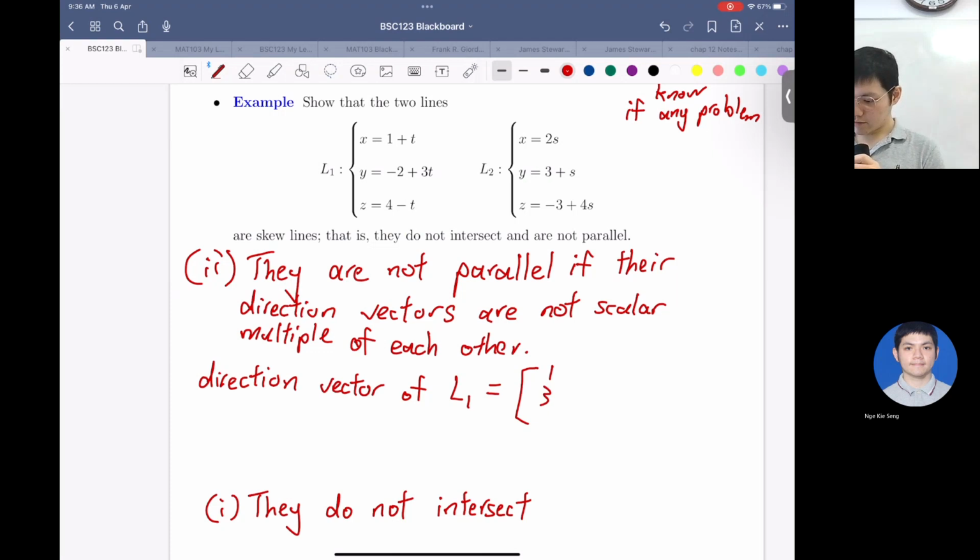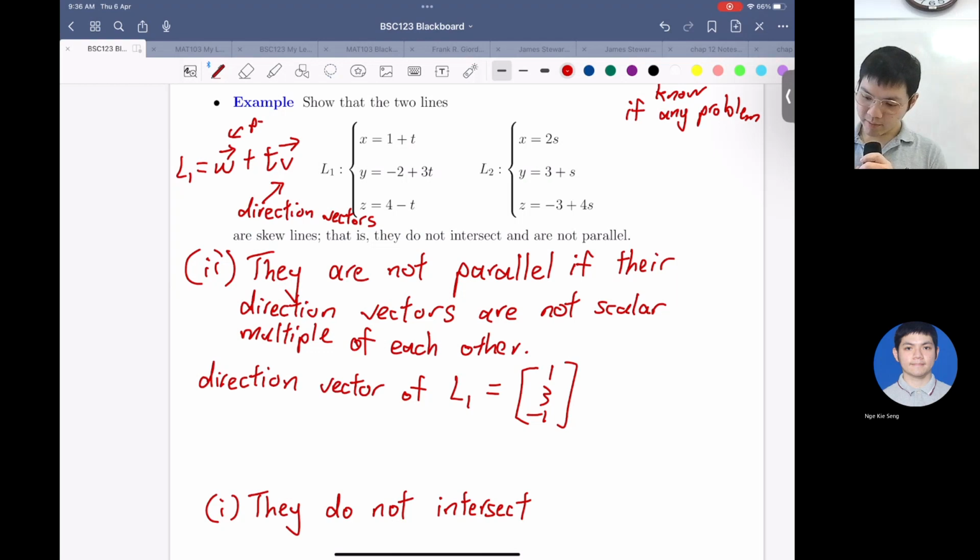5, 3, -1. Okay, good. So this is exactly the coefficient of t, right? Okay, so you should remember that u plus tv. So this v here is the direction vector, plus the point passing through.